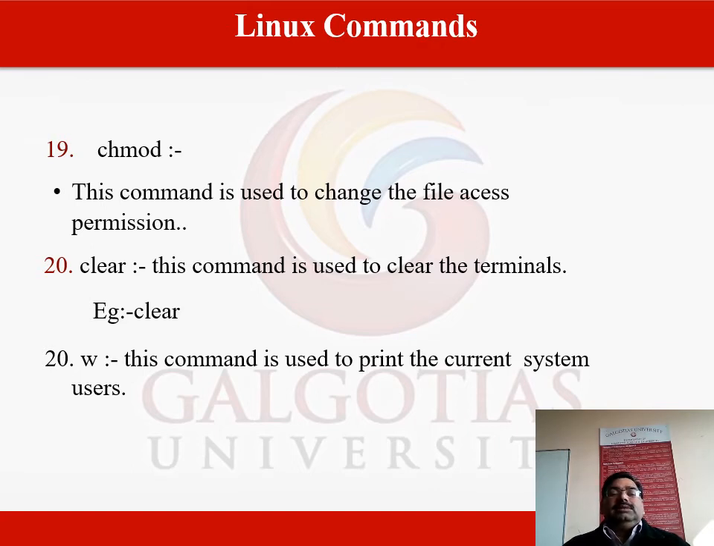Next is clear. This command is used to clear the terminal. Just as we use the CLS command in C and similar environments, in the same way we can clear the console with the clear command. And next is w. This command is used to print the current system users. How many users are currently on the system, this will print.